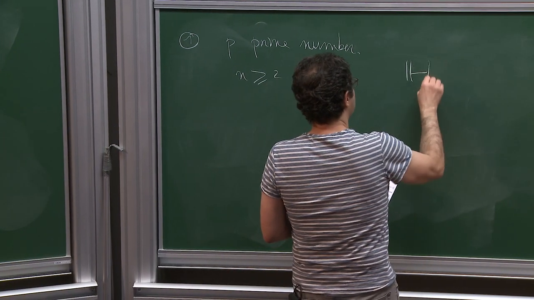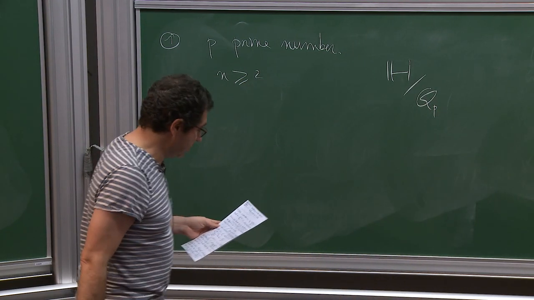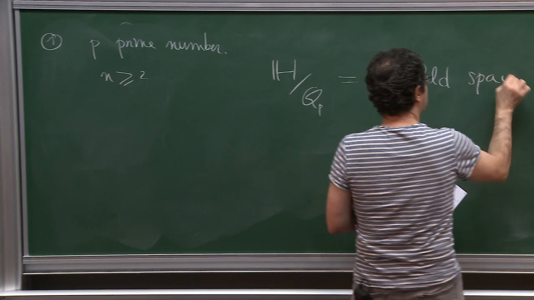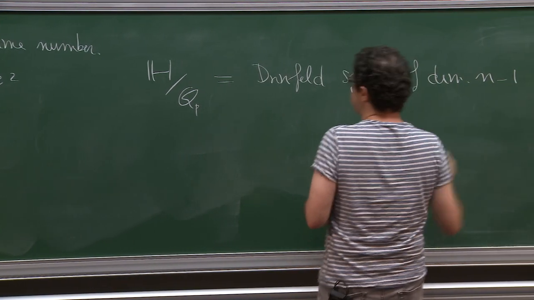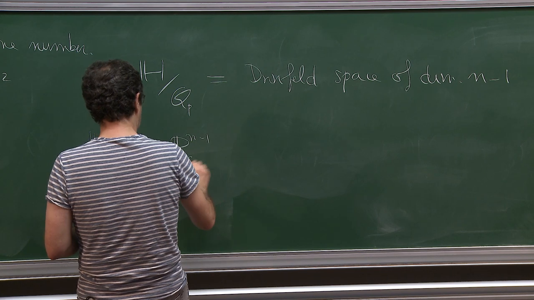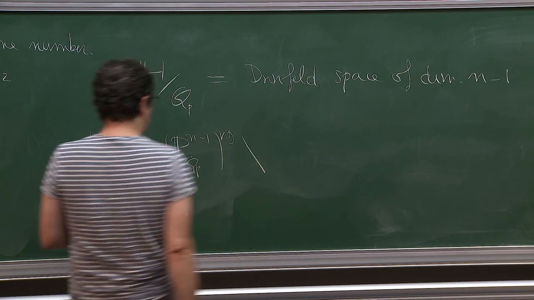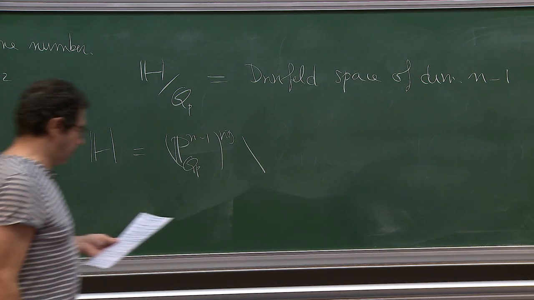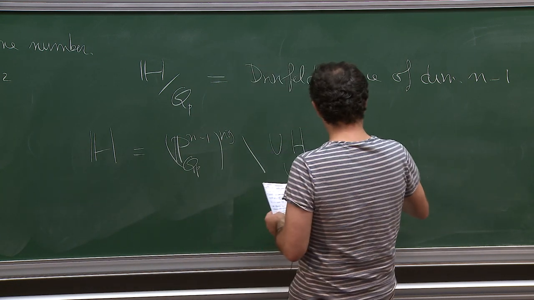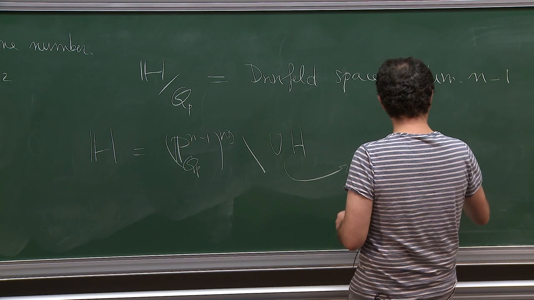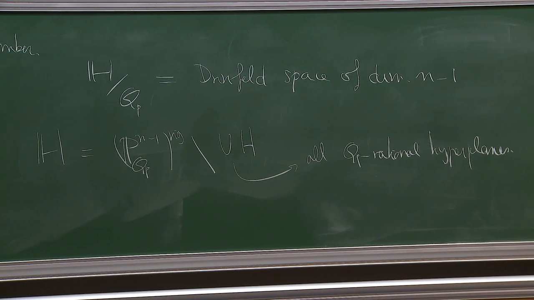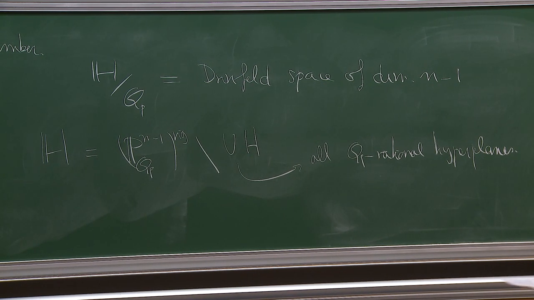And let me denote by H over Q_p, so I don't know if this is standard notation, a Drinfeld space of dimension n minus 1. So I recall that H as a rigid analytic space is P^{n-1} over Q_p, seen as a rigid space where you forget all the hyperplanes with Q_p coefficients. So the union over H, this is all Q_p-rational hyperplanes. Okay, and I think I'll just need that for the talk. You don't need any moduli interpretation or whatever for my talk.